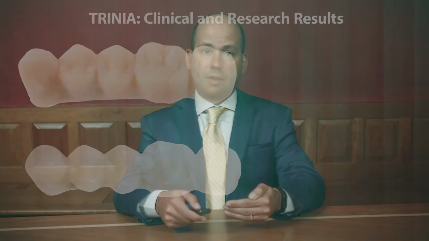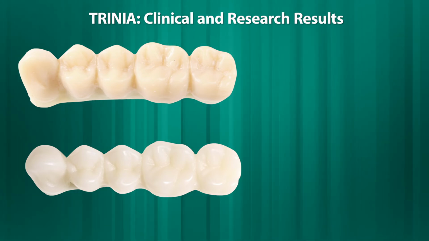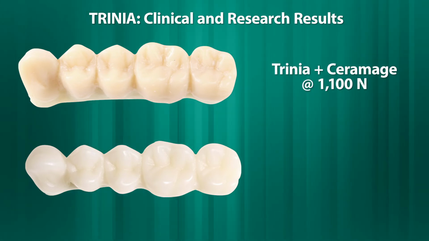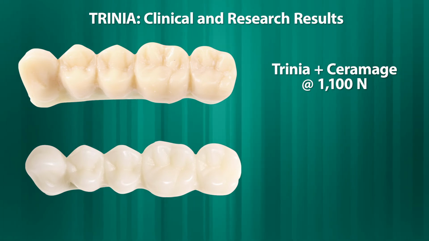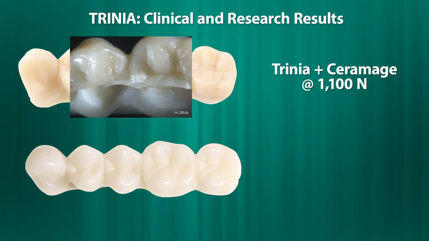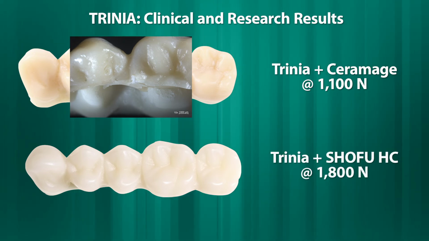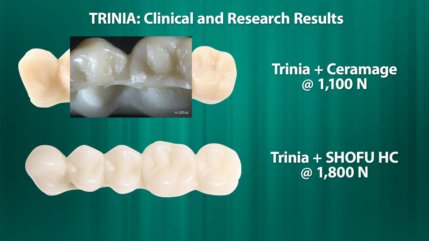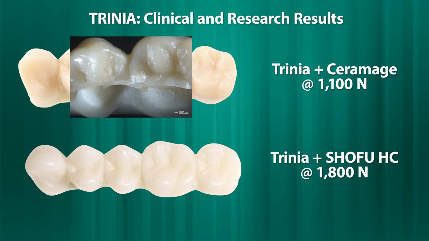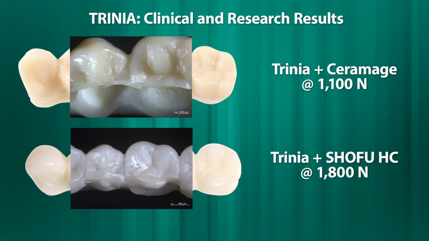Such findings consequently allowed its indication for 5-unit prostheses, such as this one that presents individual abutment shape that may receive individual crowns or bridges. The one on the top was hand-layered with Ceramage, an indirect resin composite material, and failed during fatigue at loads above 1,000 newtons, which exceeds maximum voluntary bite forces. And the other one on the bottom received the CAD-CAM milled ceramic-like material named Shofu HC and survived even higher loads, close to 2,000 newtons.